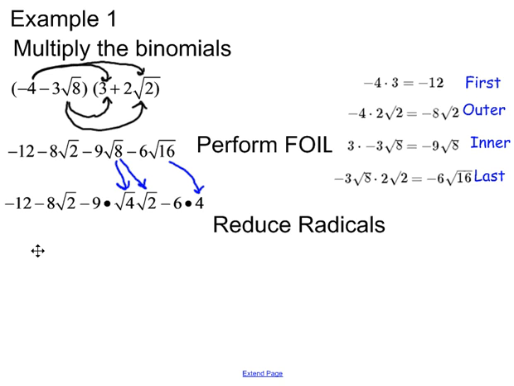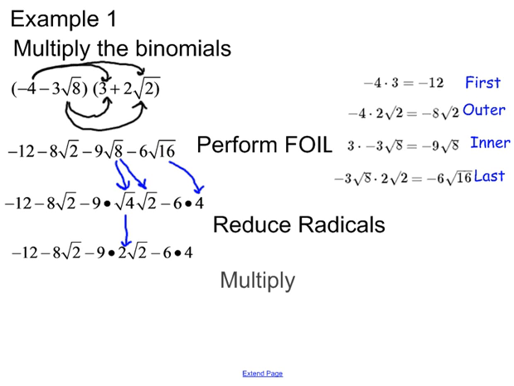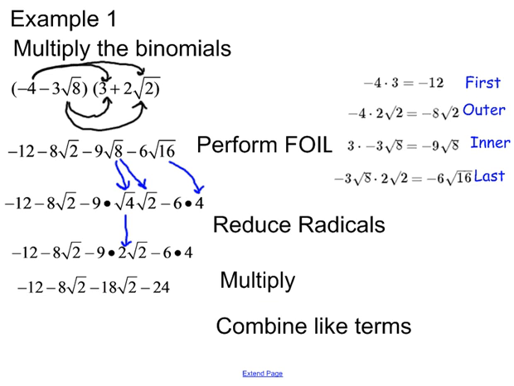So what do we get? We get -12 minus 8 radical 2 minus 9 times 2, because radical 4 is 2, minus 6 times 4. So I just brought this down over here, the -6 times the 4. So now we just multiply, and we get this. -9 times 2 gives us -18, and -6 times 4 gives us -24. Finally, we just combine the like terms.